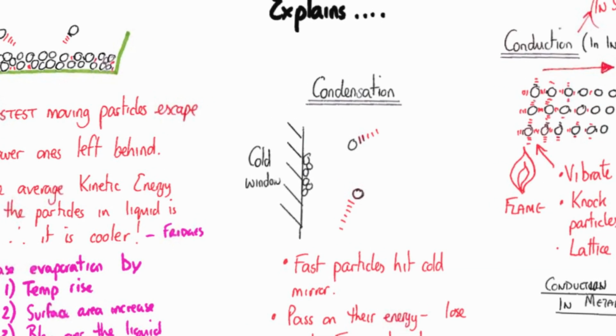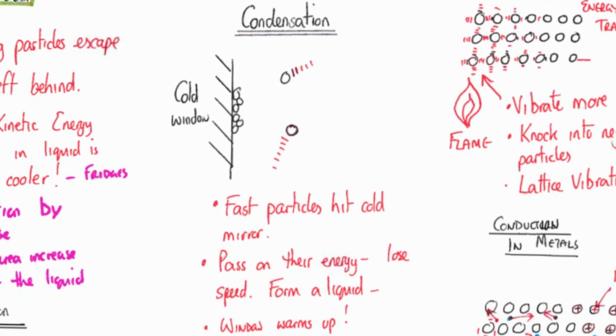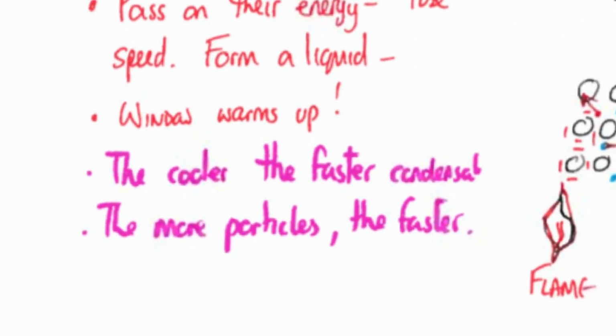In condensation, what happens is you have particles moving around very, very quickly in a gaseous state. And when they hit a cold window or perhaps a cold mirror, they lose their energy. And if they lose their energy, they turn into a liquid phase and form condensation or water droplets on the cold surface. In the process of doing so, of course, because they've lost energy, the cold window actually warms up. We can cause things to condense faster by cooling things quicker, and the more particles you have, the faster the condensation is as well.